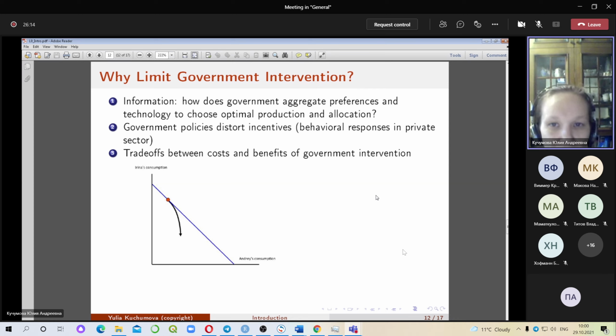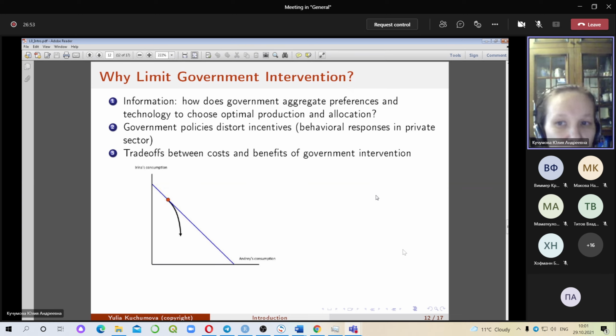And here we are at the slide where we logically come to a question: should government intervention be limited somehow? The answer is certainly yes. We want the government to intervene, but to some reasonable extent. And why limit government intervention? There are several reasons. One is that there are informational problems.